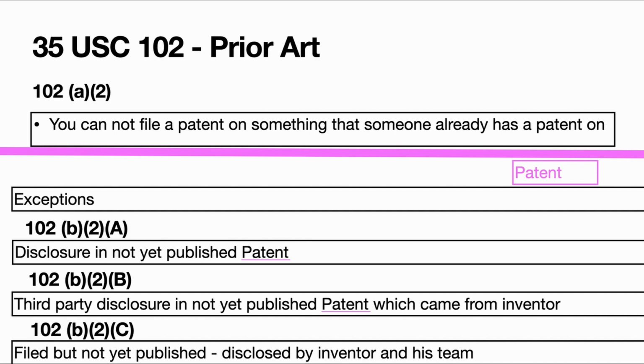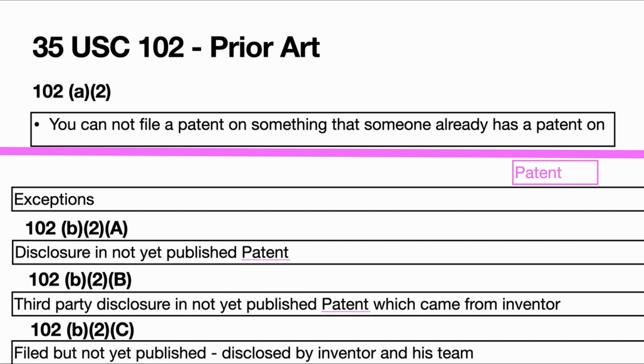Okay, so 35 USC 102A2. Okay, you cannot file a patent on something that someone already has a patent on. So let's say someone invented a light bulb 50 years ago. Can I file a patent on it? No, I cannot, because someone already has filed a patent on it. Yes, the patent has expired, but that doesn't matter. It's already known. It's more than a year. That's the important part. Has it been more than a year or less than a year?